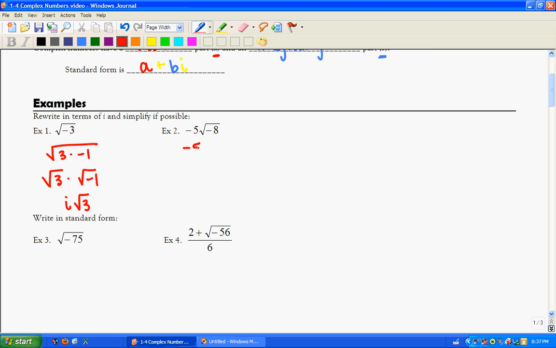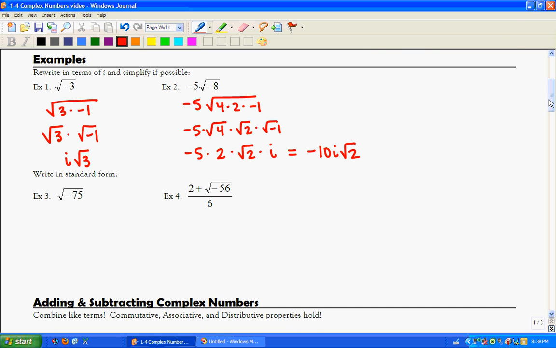So for our next example, the -5 is hanging around outside, and we could rewrite the 8 as 4 times 2 times -1. And so if we break those apart, you have the square root of 4 multiplied by -5, and the square root of 2, and the square root of -1. So the -5 is still there, the square root of 4 is 2. Square root of 2 we can't do anything with, and the square root of -1 turns into i. So to simplify this, we would have -10i, the square root of 2.